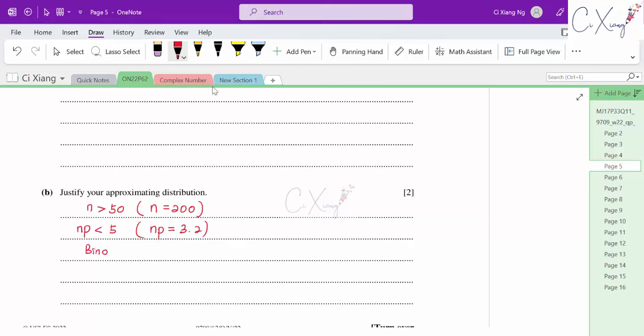So originally it is a binomial distribution with n and p, and we are going to change it to the Poisson distribution where lambda is equal to n times p. So this is all the criteria that we need to meet before we can change binomial to Poisson.